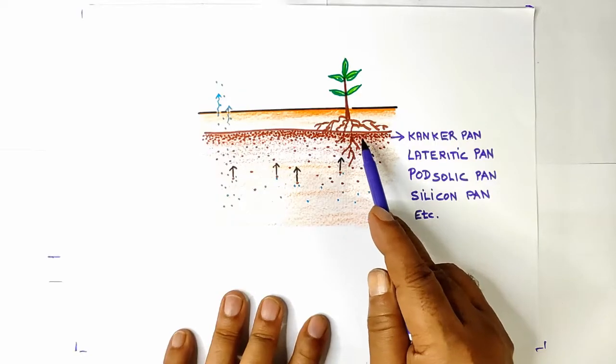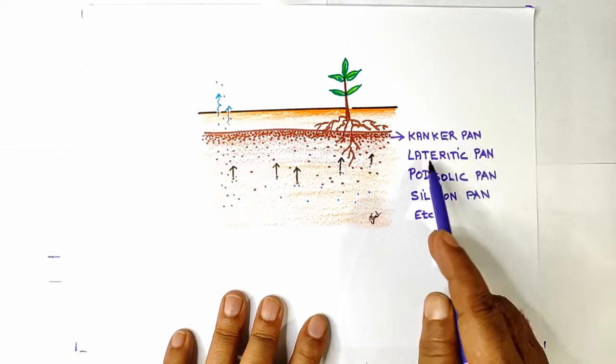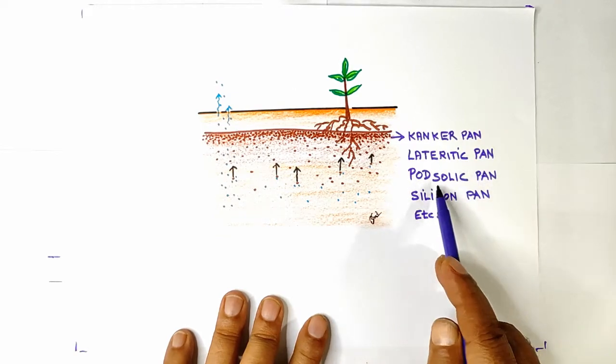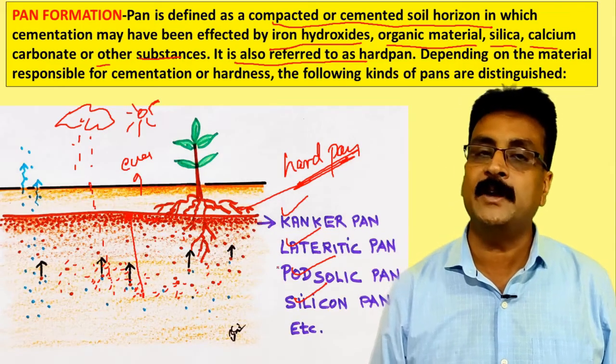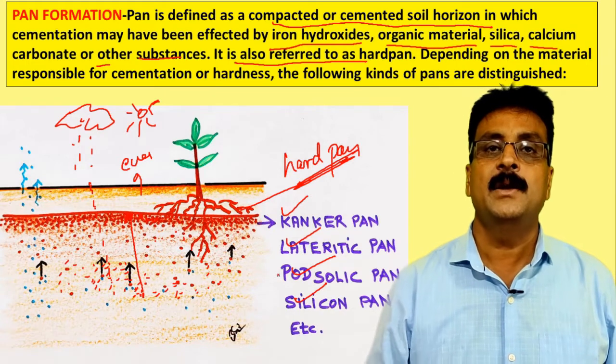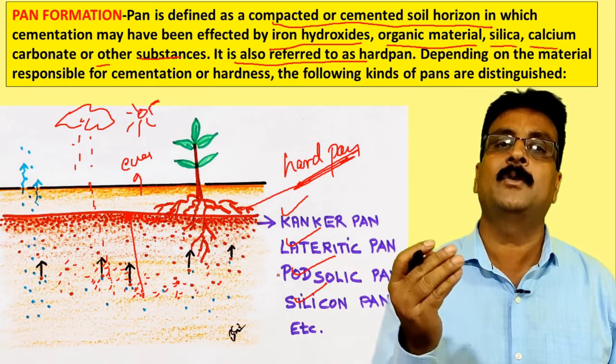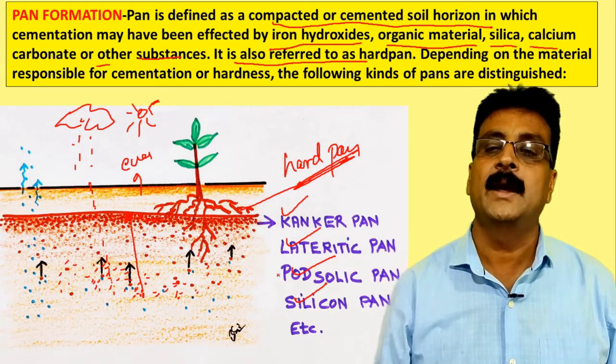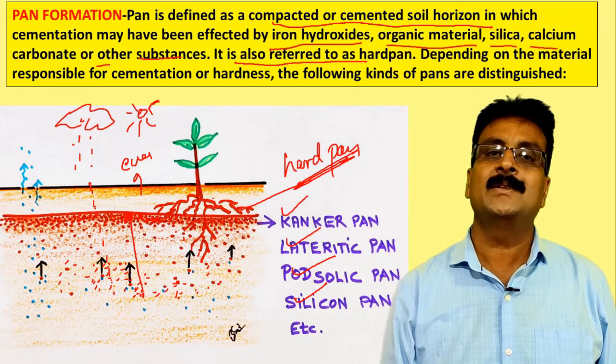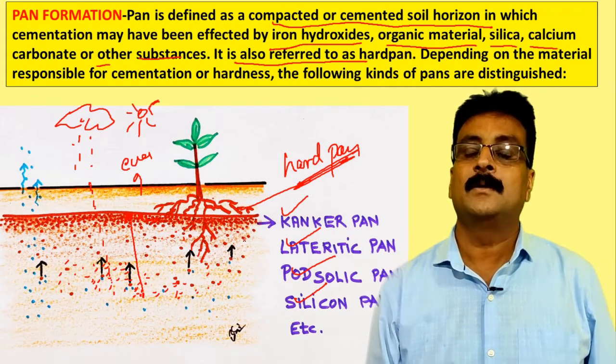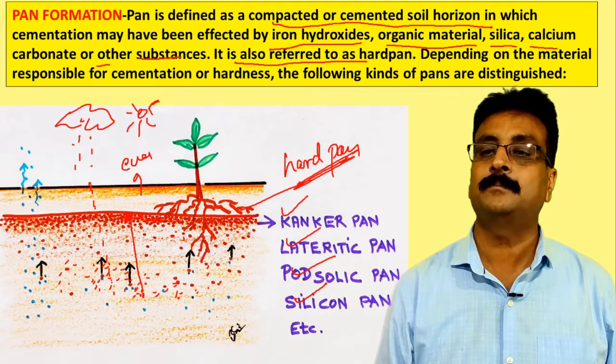These are types like conker pan, alluvial soil, lateritic pan in lateritic type of soil, podzolic soil, silicon soil. This different type of pan formation is there. You will find it just half a foot or 1 foot below the soil, and they don't let the root grow, and this is very difficult for the tree species to survive here.